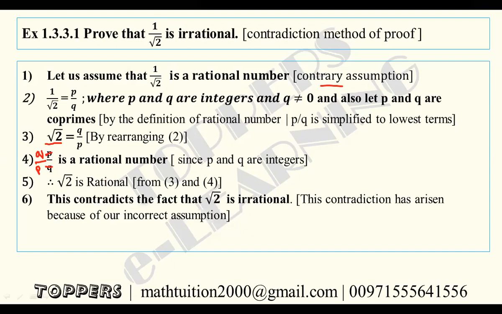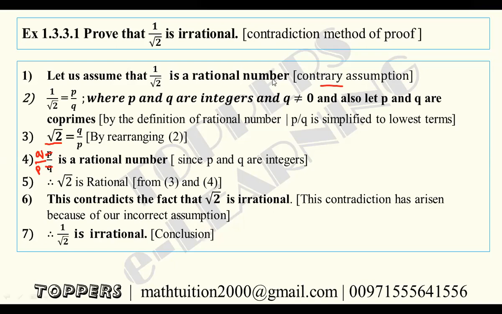Fine, next step. This contradicts the fact that root 2 is irrational. We have already proved that root 2 is irrational in the previous classes. According to the fifth statement, we got root 2 is a rational number, so this contradicts the fact that root 2 is irrational. What is the reason? This contradiction has arisen because of our incorrect assumption. Therefore, 1 by root 2 is an irrational number.